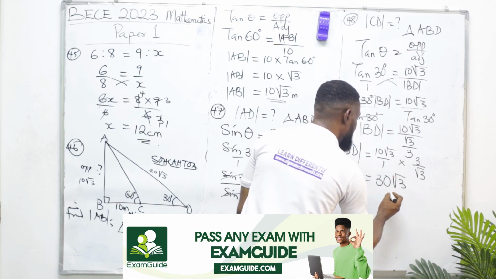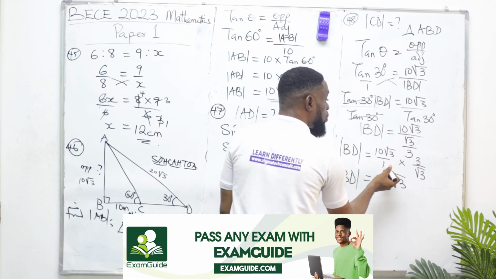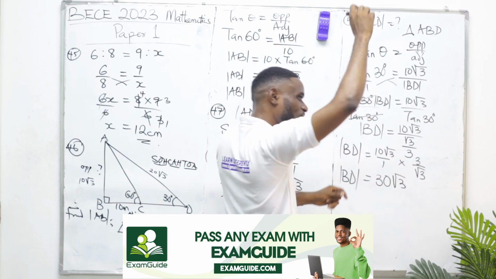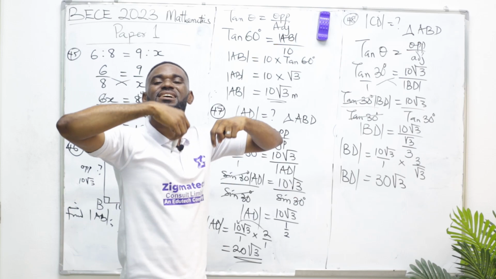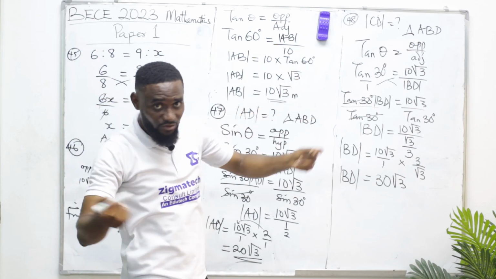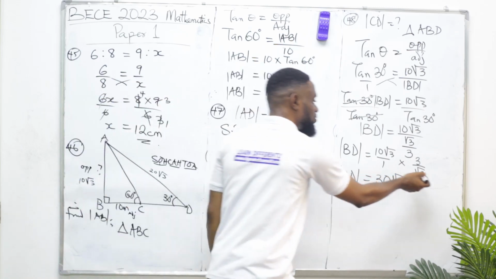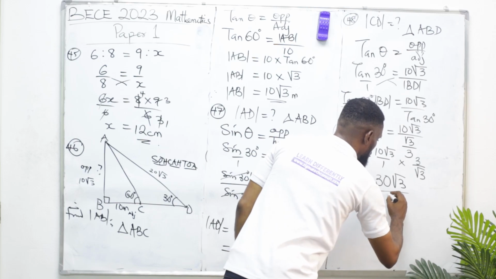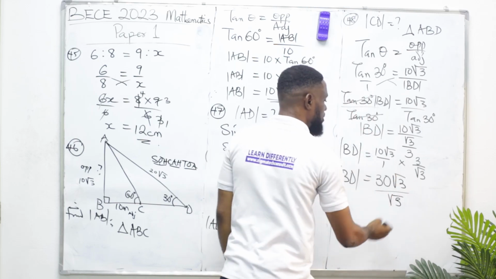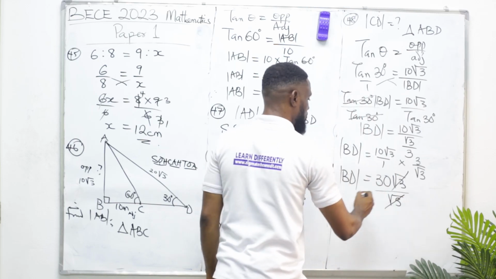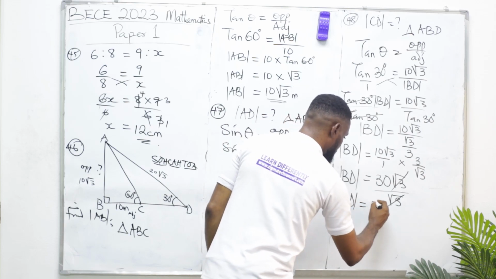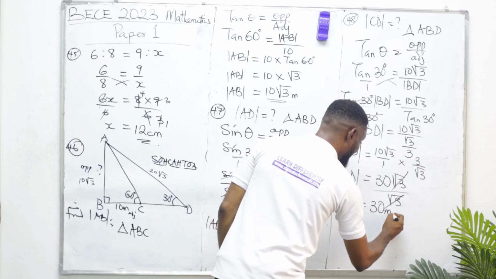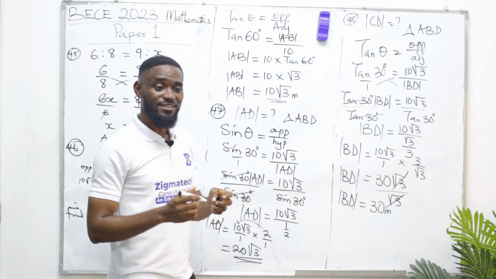3 times 1 is this. 1 times anything is that thing. 1 times 20 is 20, 1 times x is x, 1 times v is v. So 1 times root 3 is still root 3. So root 3 can divide root 3. So BD is equal to 30 meter, BD.